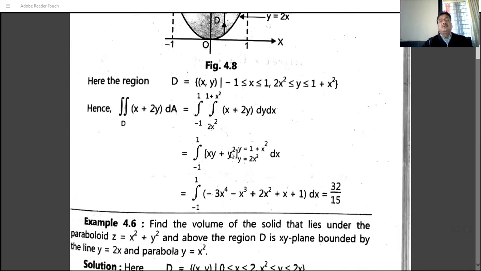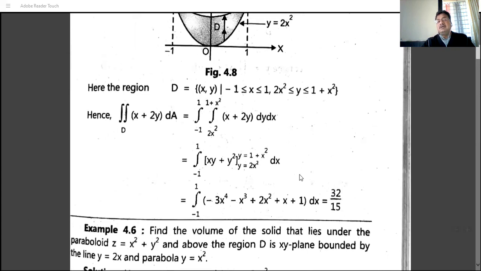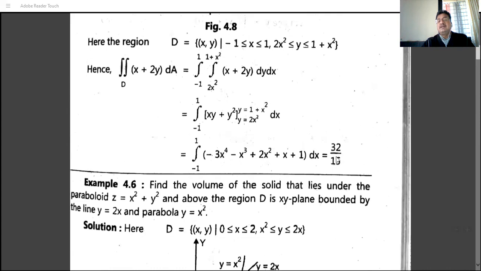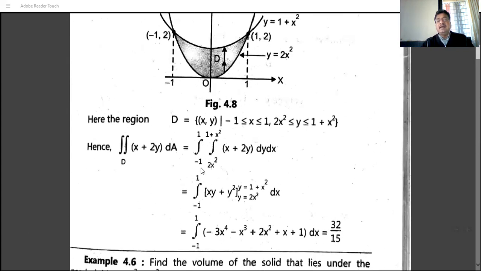So what is the difference in the answer? Just the sign of this 32 by 15 is negative. But we are finding the area of this region bounded by these two curves, and area is always positive. So if we have a negative answer, then write it as positive. Okay. And what are the limits of x?